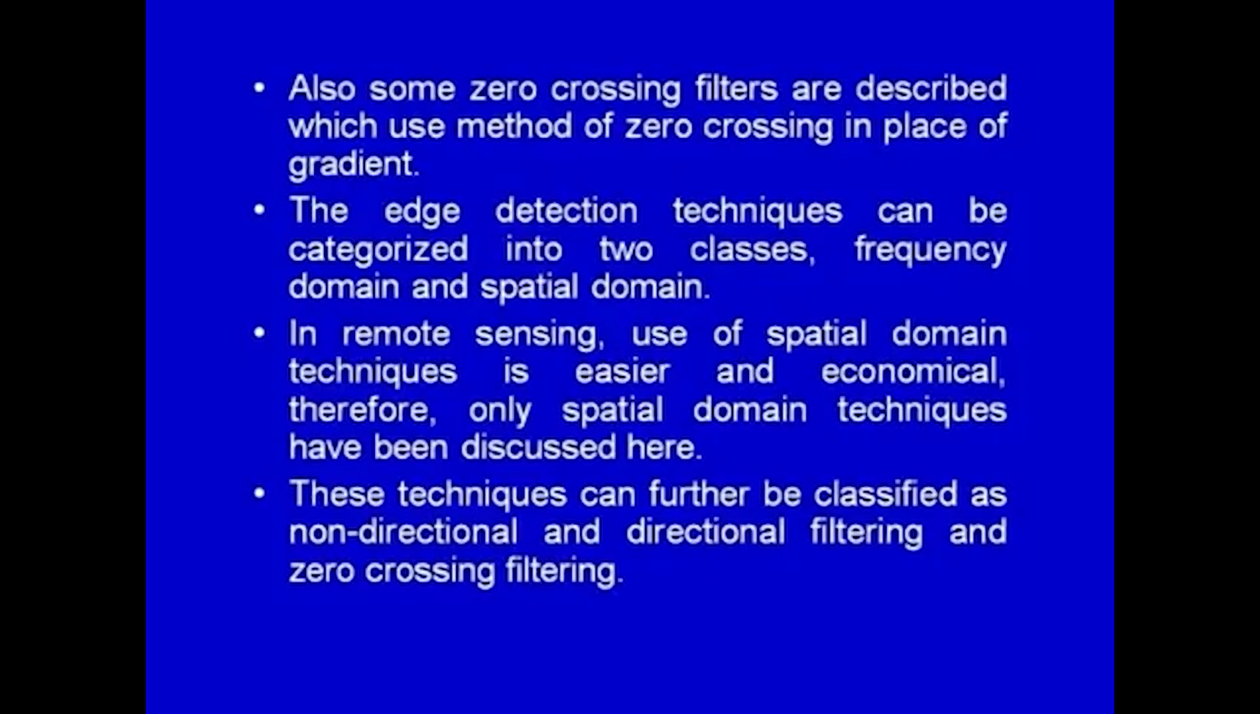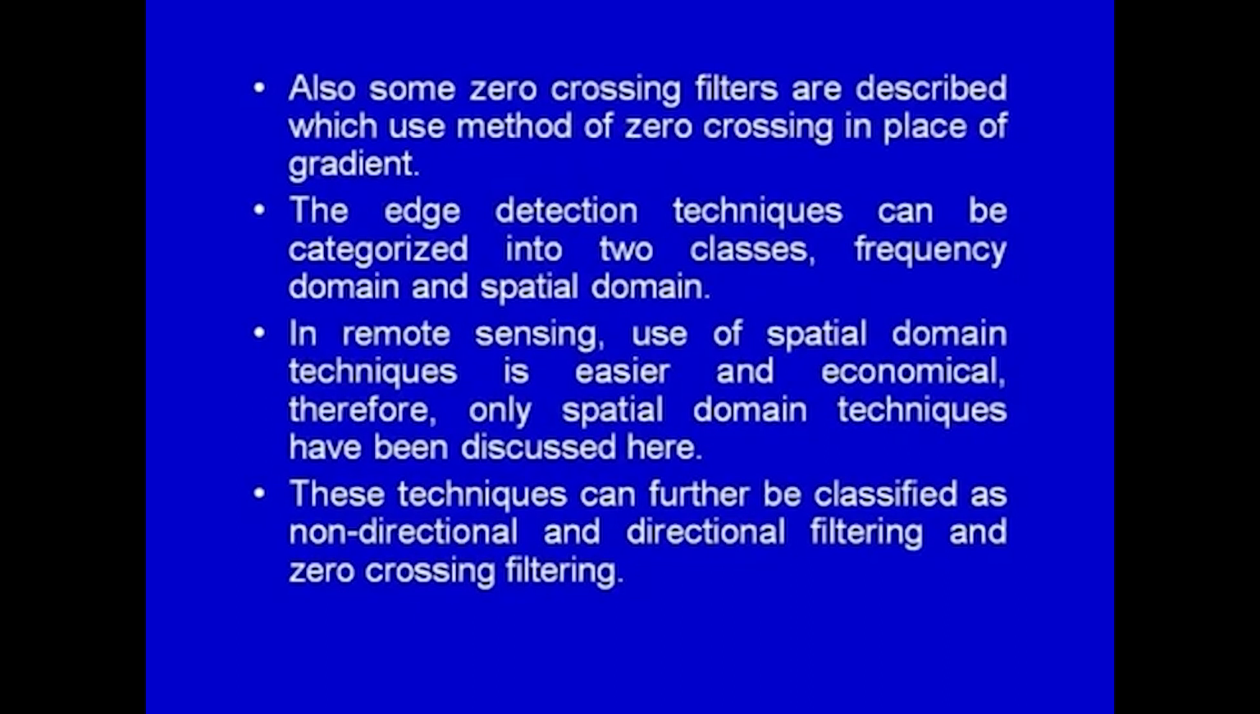Also, some zero crossing filters are described, which use the method of zero crossing in place of gradient. The edge detection techniques can be categorized into two classes: frequency domain and spatial domain. In remote sensing, use of spatial domain technique is easier and economical. Therefore, only spatial domain techniques have been discussed here.